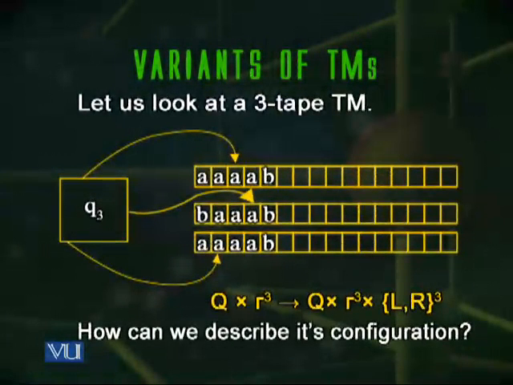Let's look at the following picture of a multi-tape Turing machine. This Turing machine has 3 tapes. How can I describe the configuration of this Turing machine? The machine is in state Q3. On the first tape, it has A, A, B written on it, and the third symbol, B, is being scanned. On the second tape, it has B, A, B written on it, and the second symbol, A, is being scanned. Similarly, on the last tape, it has A, B written on it, and the first symbol, A, is being scanned.